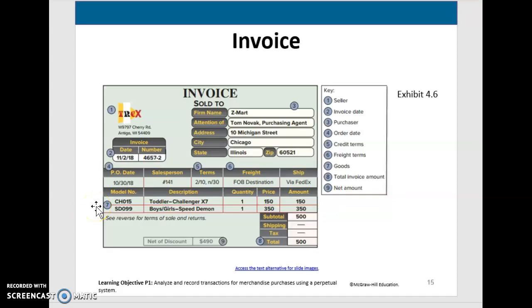So let's take a look at an invoice that we might receive from our vendor. We'll have the date, the invoice number, who we are, who they are, all of that. Our purchase order date, a purchase order is our agreement to purchase from the vendor. What are our freight terms? What are the terms of the sale? Here's where you'll see that 2/10 net 30. How it will ship, the items that are being shipped, a subtotal, and a total.